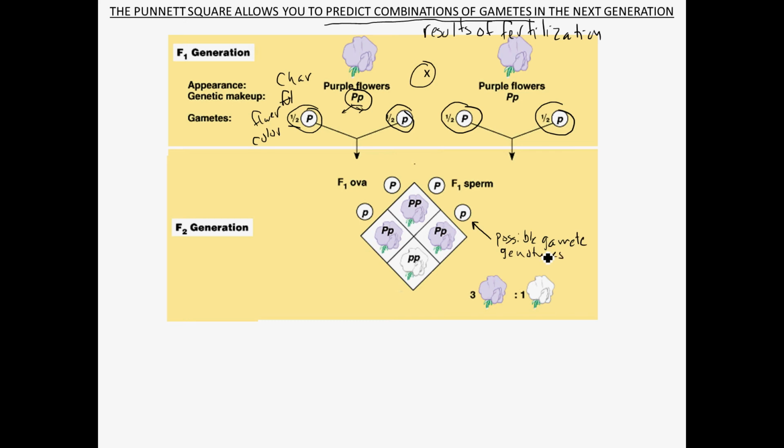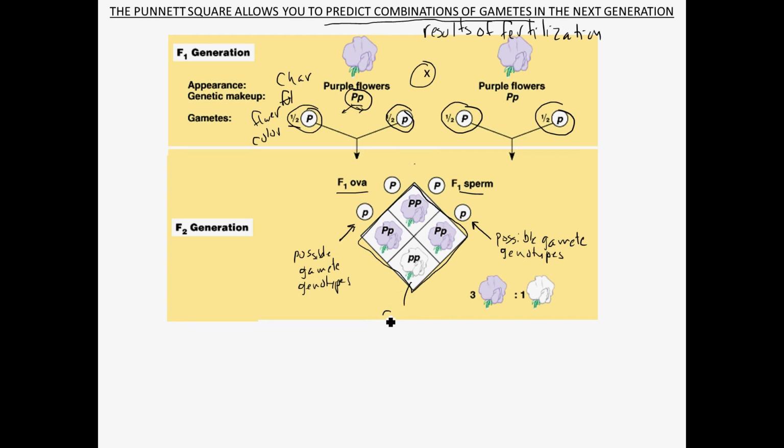So these are the possible gamete genotypes there for one parent, right? So these are the sperm, and then these right here are the possible gamete genotypes of the other parent, right? The ova, right? The egg here. So then everything in the box is a potential result of fertilization.